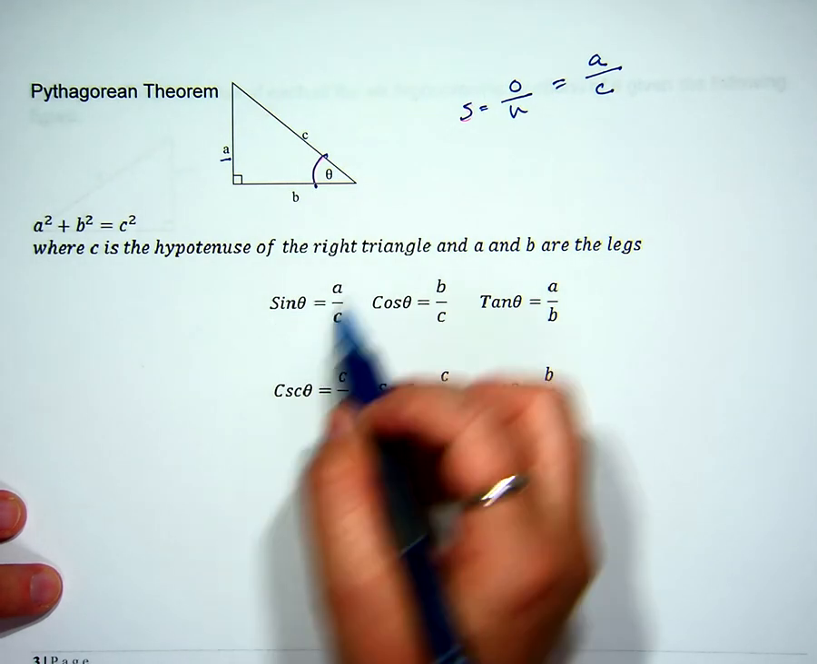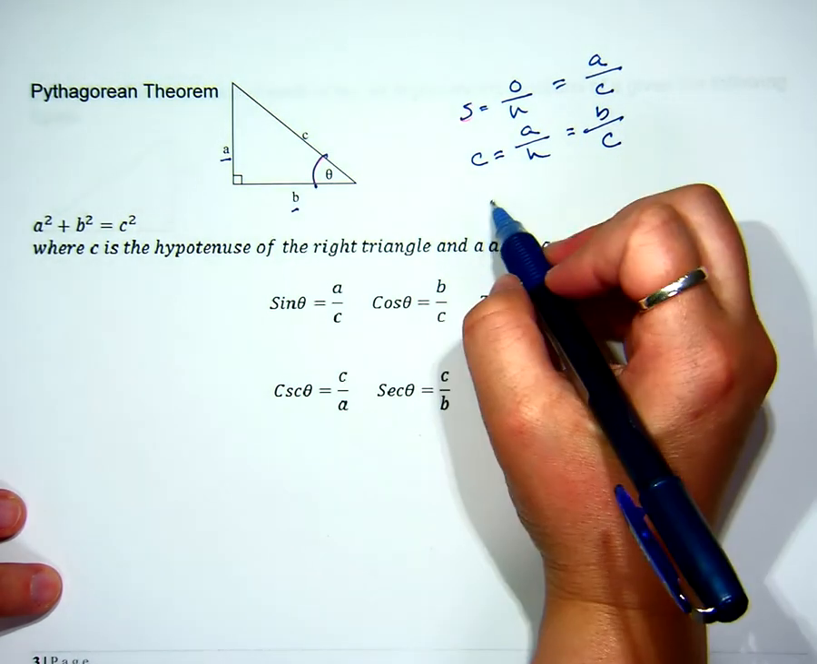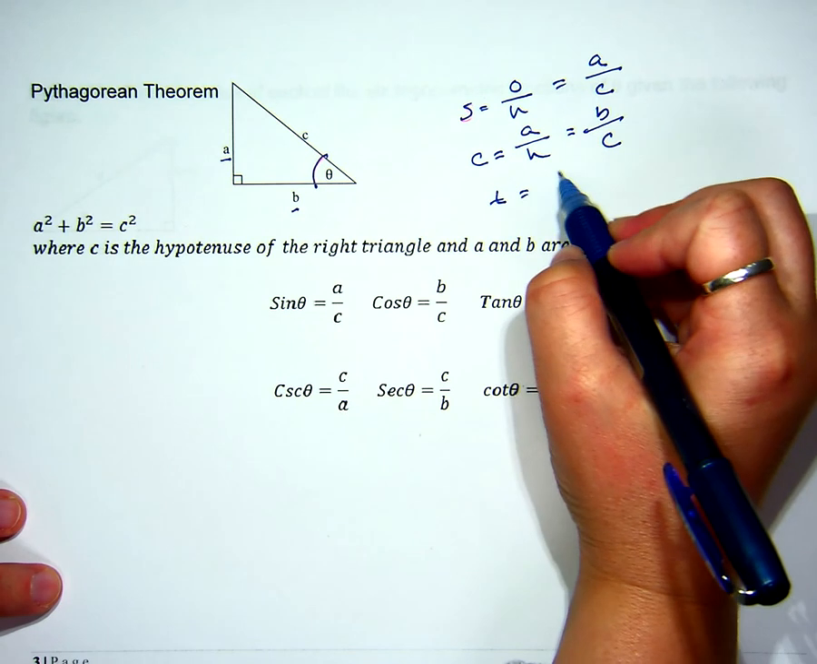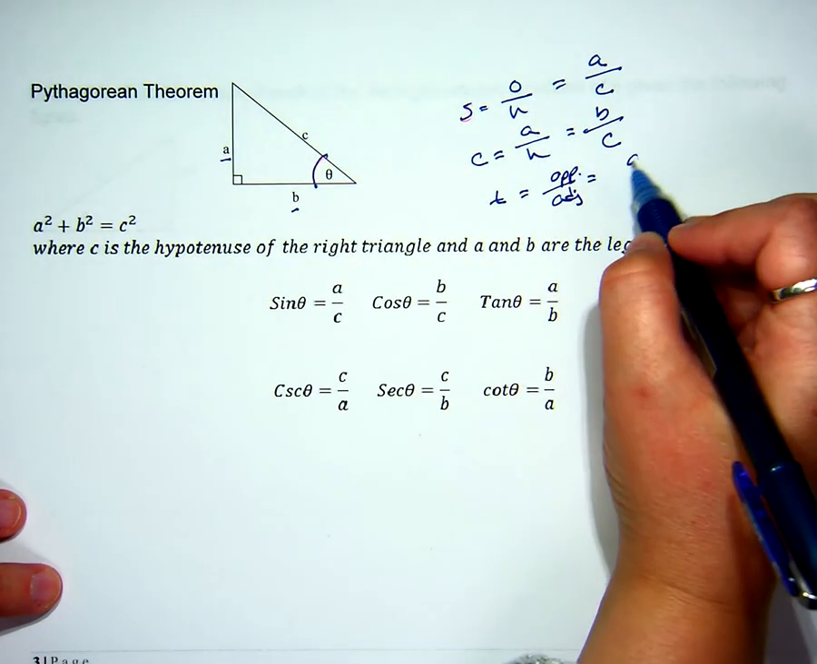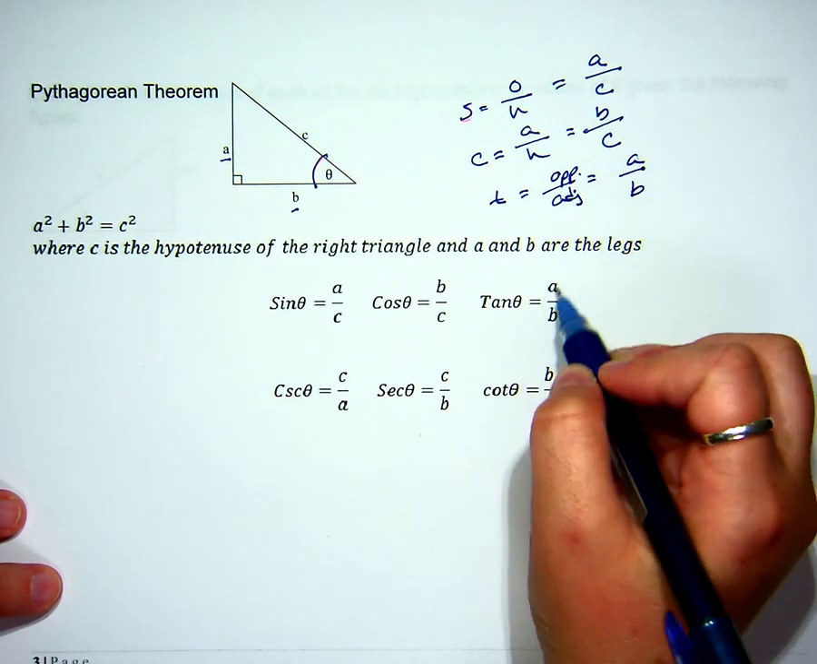If I want to talk about cosine, adjacent over hypotenuse, cosine adjacent is B, hypotenuse C, so I have cosine B over C. Tangent, opposite over adjacent, so I have tangent opposite is A, adjacent is B, so I have tangent A over B.